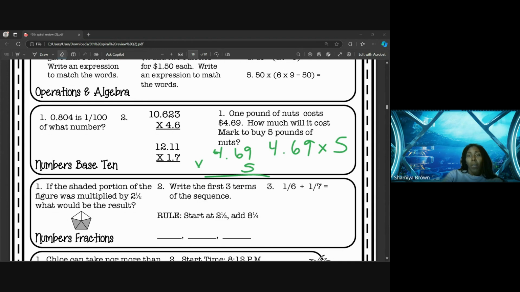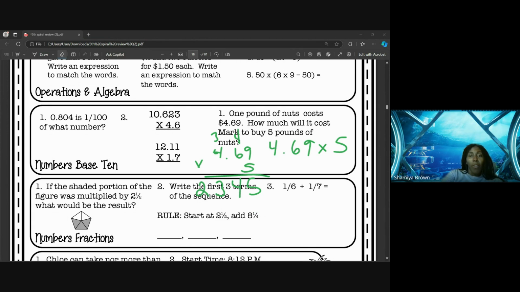9 times 5, 45. So I put my 5, carry my 4. 6 times 5 is 30 plus 4 is 34. Put my 4, carry my 3. 4 times 5 is 20 plus 3 is 23. Now I put my 0 to hold my place. Oh no, I'm sorry. I'm only multiplying, I only have one digit, so I don't have to hold my place. So that is my answer.